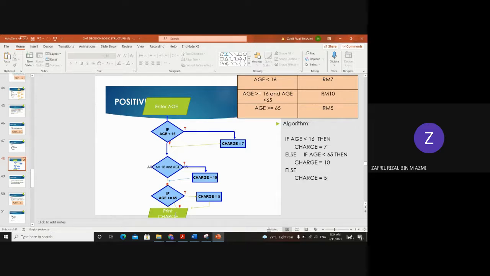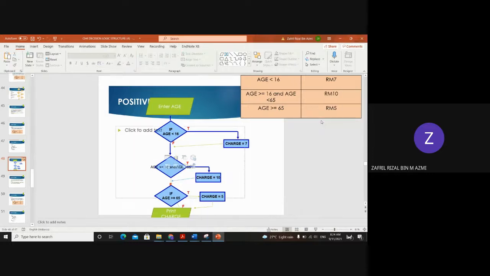Understand, class? Imagine if you have 100 decisions, 100 sets of decisions. We go through one by one. Although the first decision is already true, it still needs to check. So this is the structure of straight through logic. Understand, class?